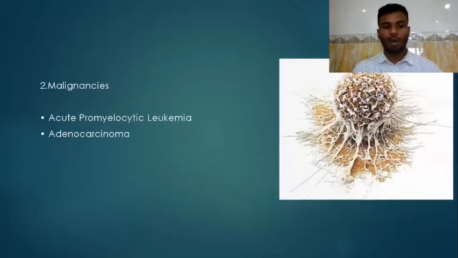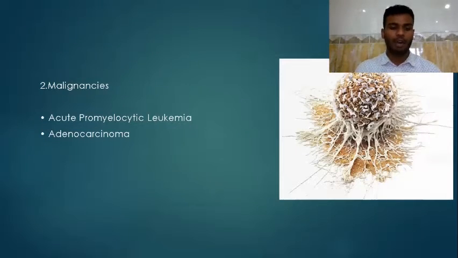So the second cause of DIC is malignancies. First is acute promyelocytic leukemia, also known as APL. This is an aggressive type of acute myeloid leukemia in which there are too many immature blood-forming cells called promyelocytes in the blood and bone marrow. This buildup of promyelocytes leads to a shortage of normal white and red blood cells and platelets in the body.